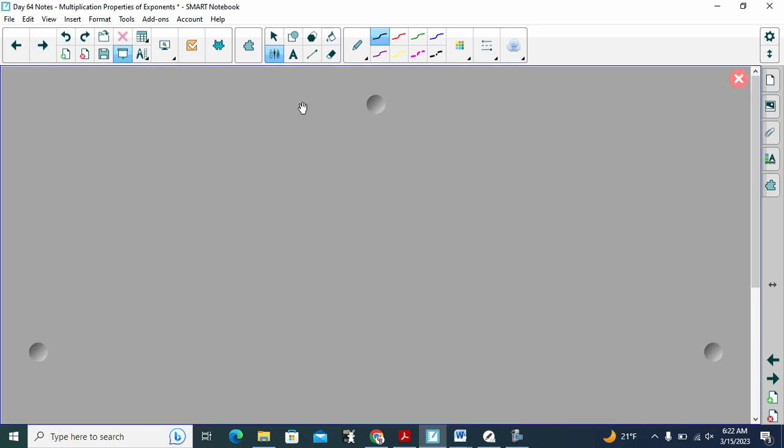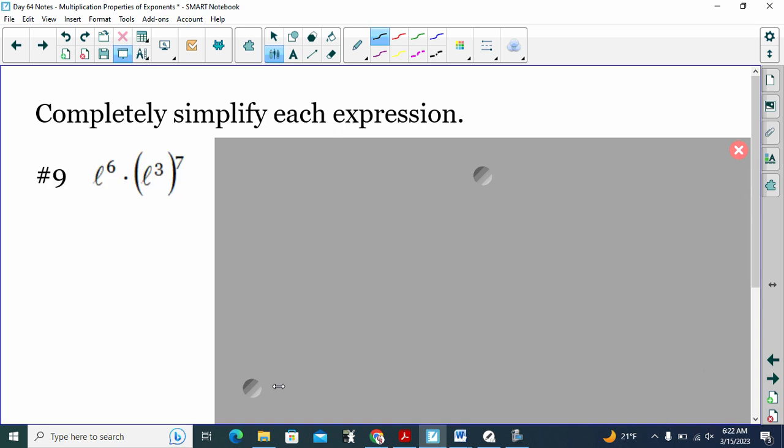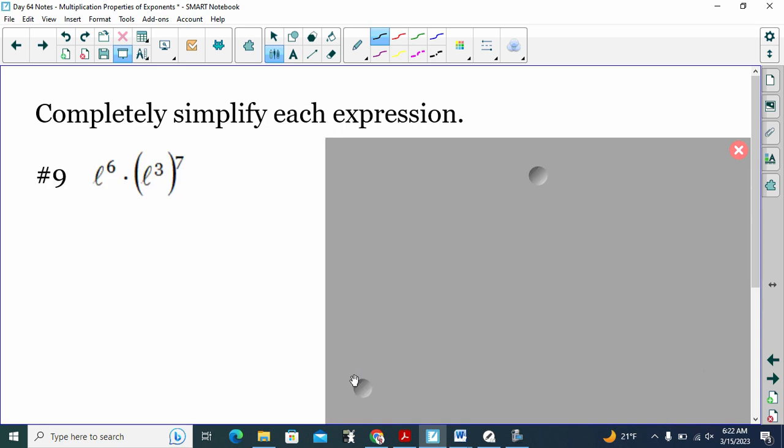These are our last two, numbers 9 and 10. L to the 6th times L cubed all to the 7th. L to the 6th times L cubed all to the 7th. I would recognize that right here I have power of a power. Power of a power, what do we do with the exponents? We multiply them. 3 times 7 is 21. And this part I copy down. And then when I multiply, I add the exponents. 6 and 21 make 27.